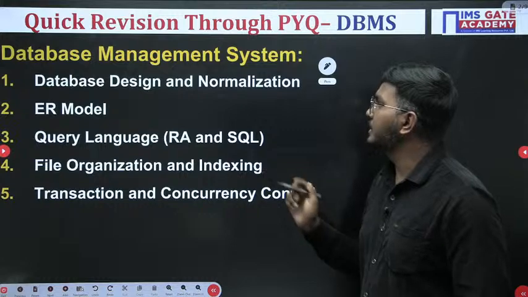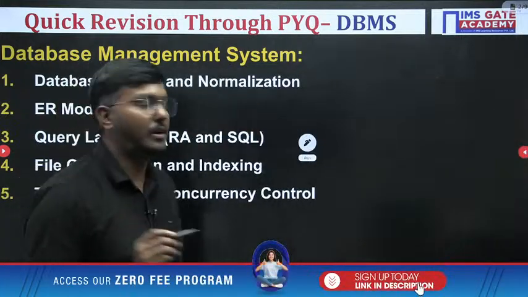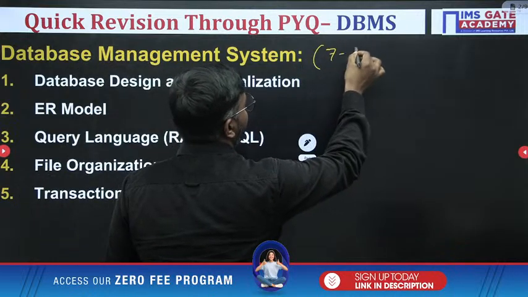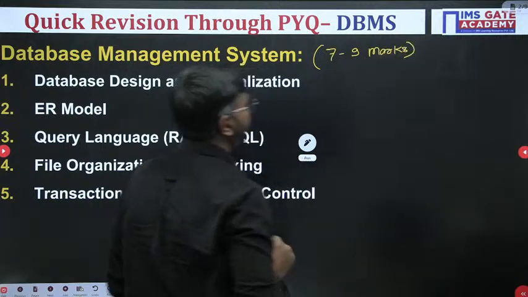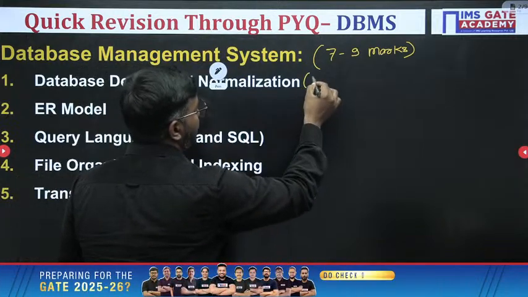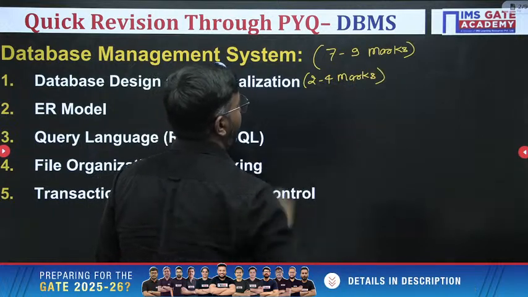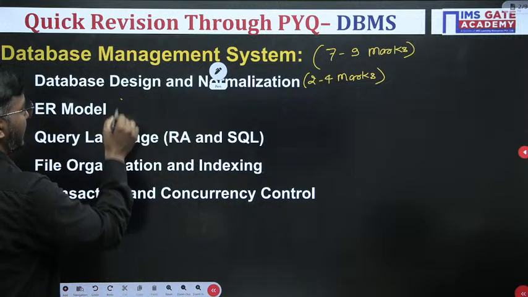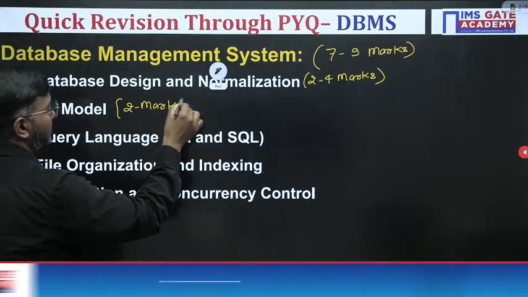Now see here, we know in the GATE examinations the database management system carries around 7 to 9 marks. From these 7 to 9 marks, around 2 to 4 marks are asked from the first chapter, database design and normalization. Then sometimes they ask 1 or 2 questions, around 2 marks, from the ER model.